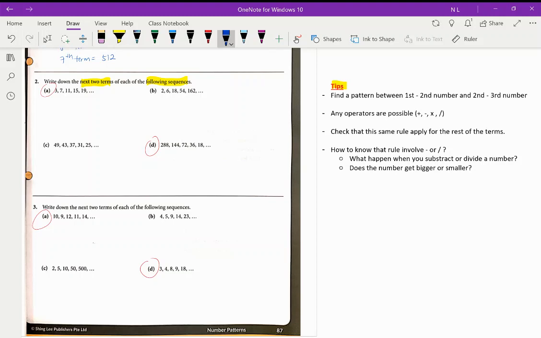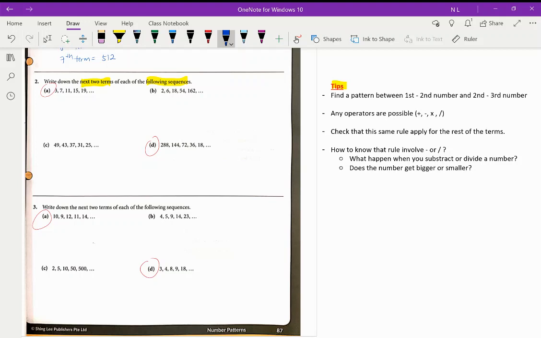So let's look at question 2a, and apply the tips on the side of the screen. Let's find a pattern between the first and second number. For each number sequence, any operator is possible. For example, they can add a number for each subsequent term, or they can subtract, multiply, or divide. After that, you need to check whether the rule you discovered from the first term also applies for the rest of the terms. If it doesn't apply, that means you need to try again.